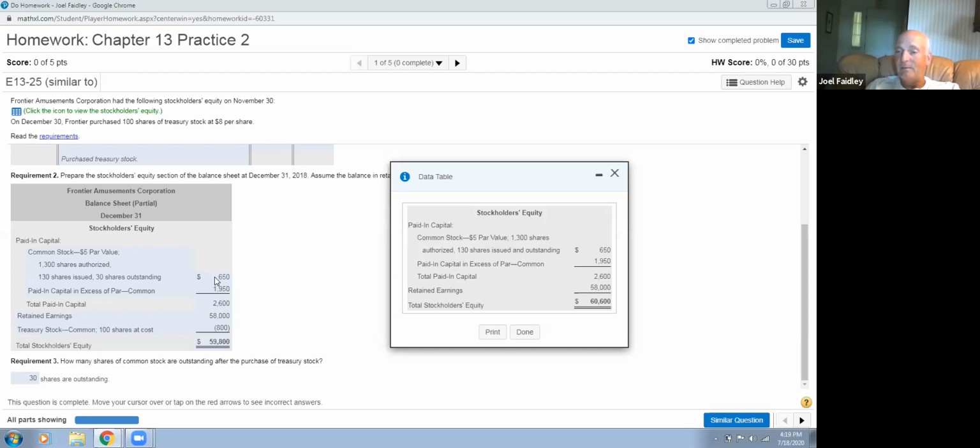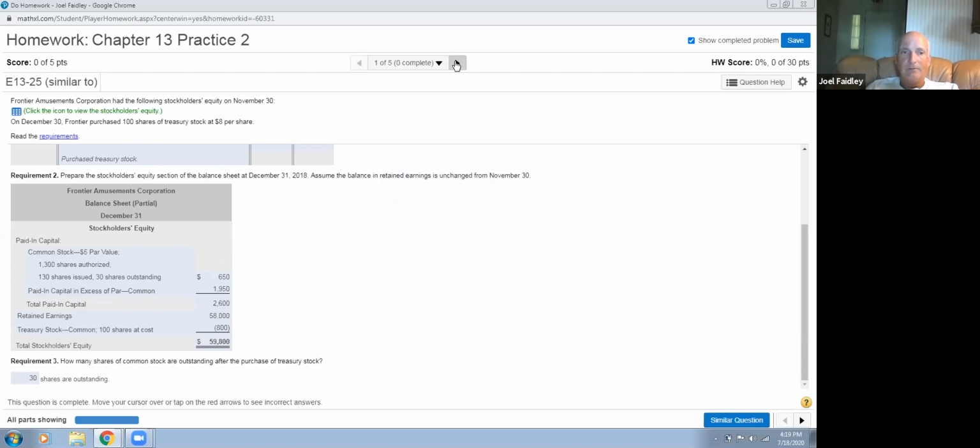Assets, debit balance. Now, retained earnings could have a debit balance, right? If you lose enough money, you could have a debit balance there, but not in common stock or paid-in capital. But you do have a debit balance in treasury stock, always. All right, that's pretty straightforward. Let's look at number 2.